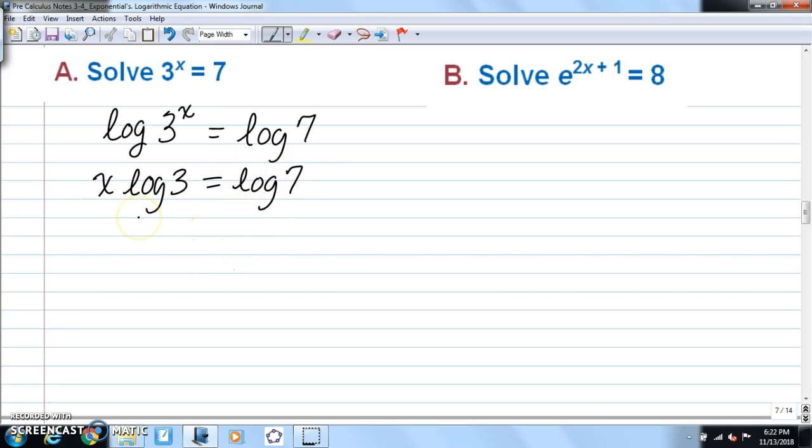Well, now all I have to do to solve for x is divide both sides by log of 3. So x equals log of 7 divided by log of 3. So let's try this over here.